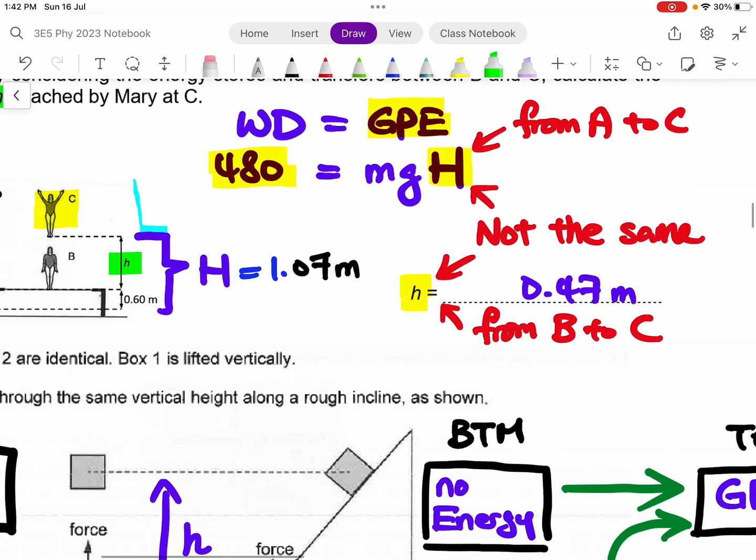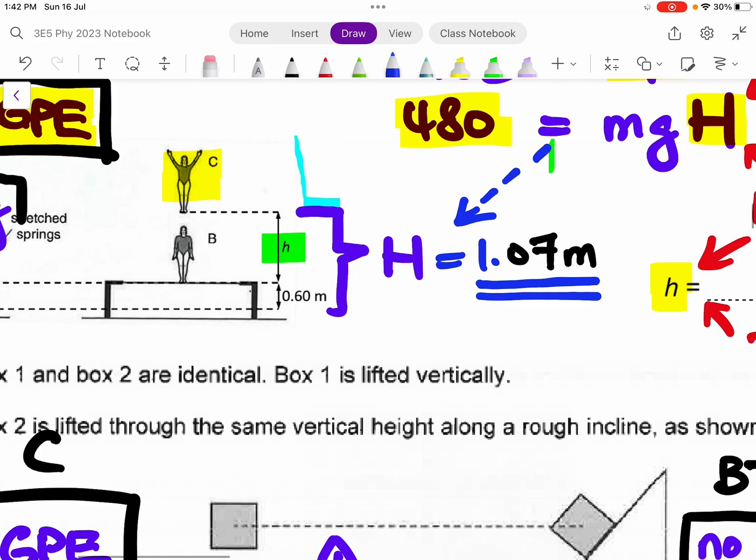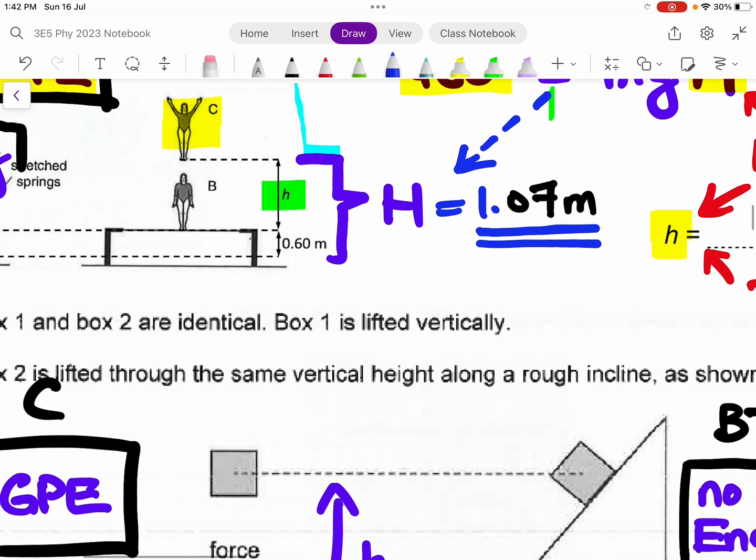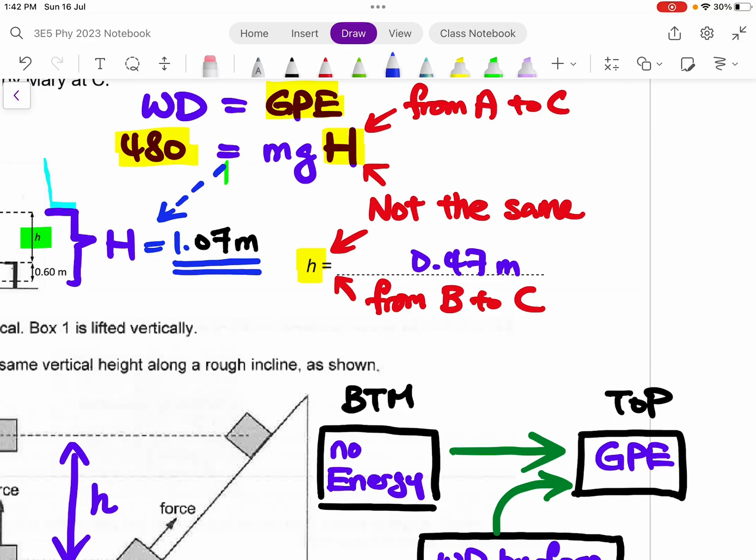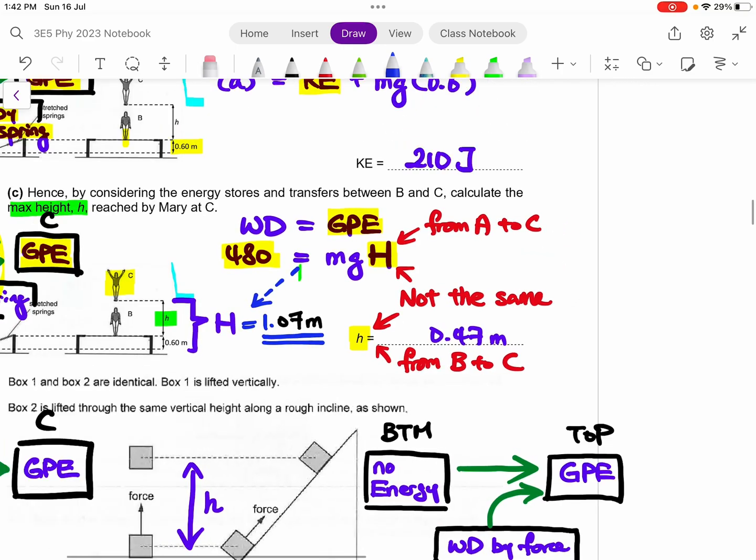So when I do this calculation and find capital H, I will come to a value of 1.07, and if I want to find the small h in green, I need to minus 0.6 from it. That is why most of you are getting it wrong. I want to use this question to highlight that when you find h, you need to be very mindful where h is being measured from. From the formula, h is measured from A, but the question wants a height from B to C.